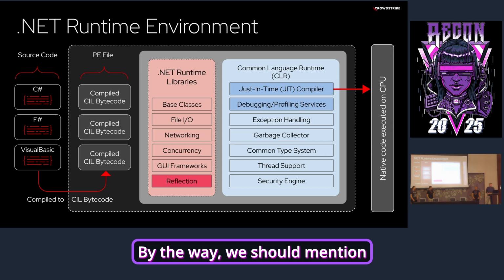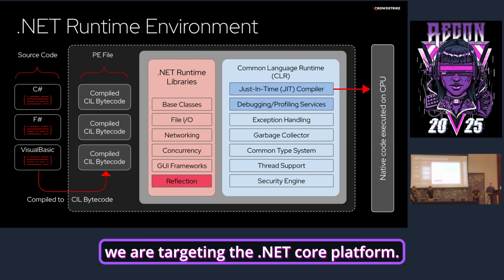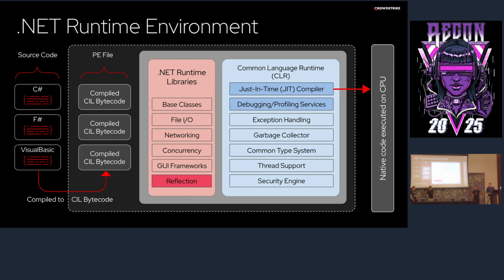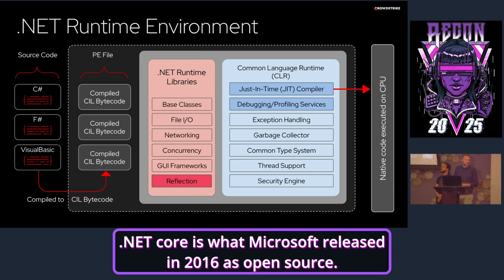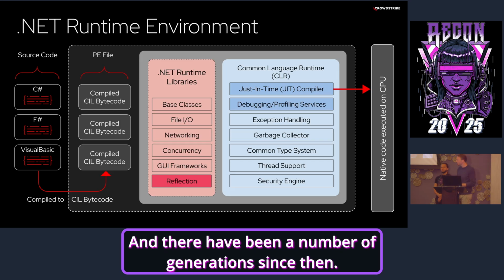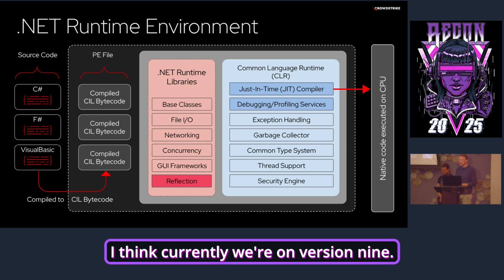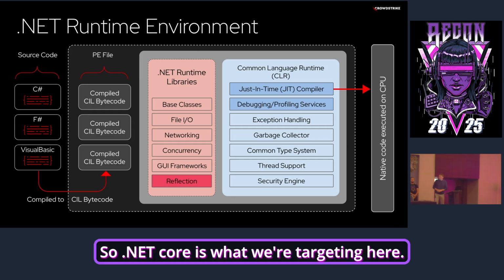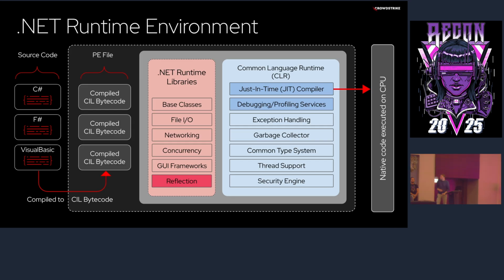And by the way, we should mention we are targeting the .NET Core platform. There were other versions of .NET before .NET Core. .NET Core is what Microsoft released in 2016 as open source. And there have been a number of generations since then. I think currently we're on version 9. And I think version 10 will be released in November this year. So .NET Core is what we're targeting here.